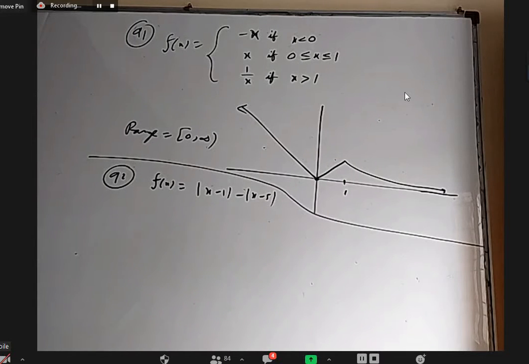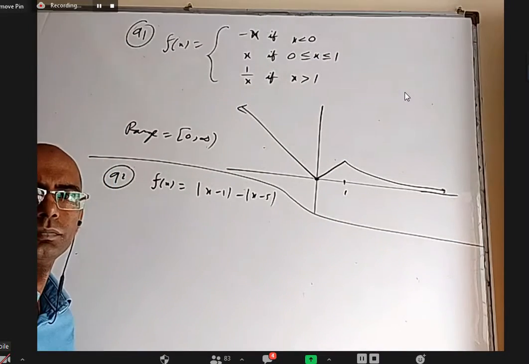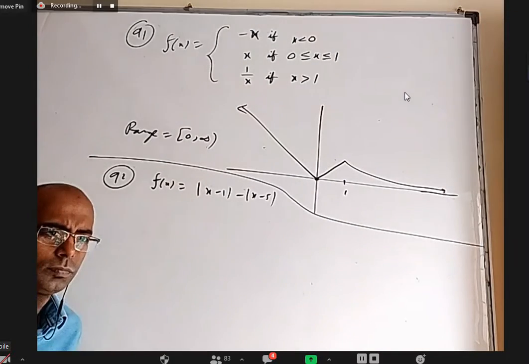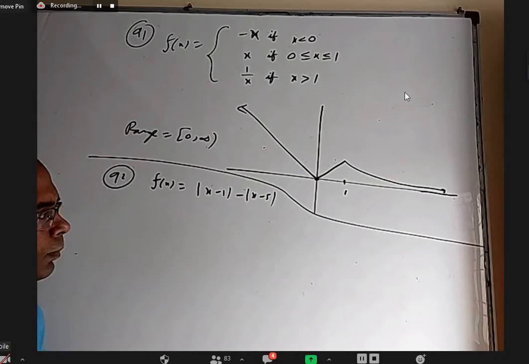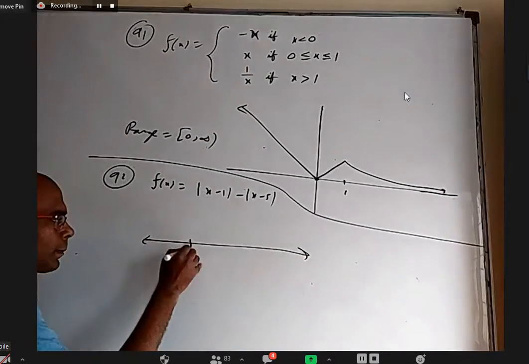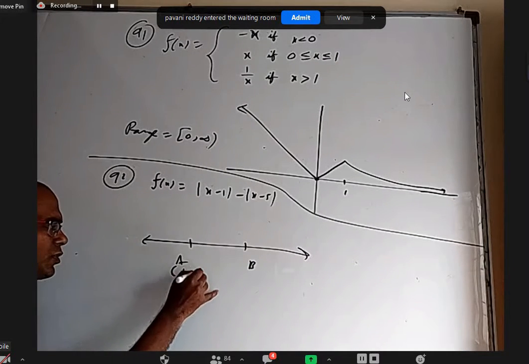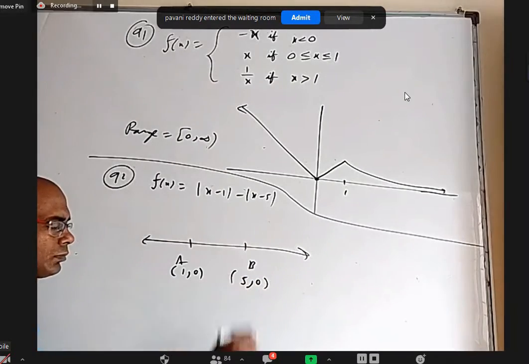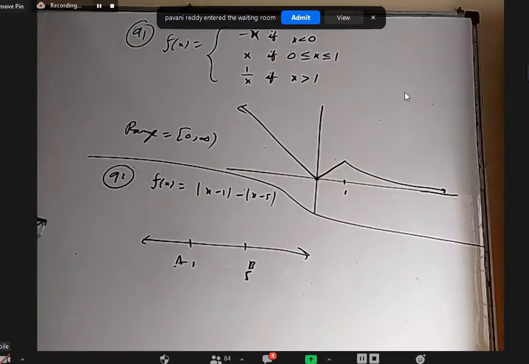All right, 92. Anybody want to tell what is the range? Okay, let me tell this question another way. Take 2 points A and B on the number line as (1, 0) and (5, 0), or simply 1 and 5. This is 1 and this is 5 on the number line.